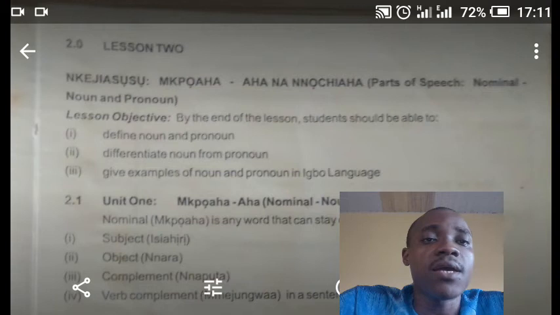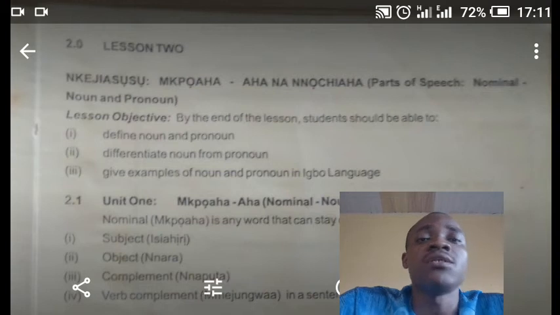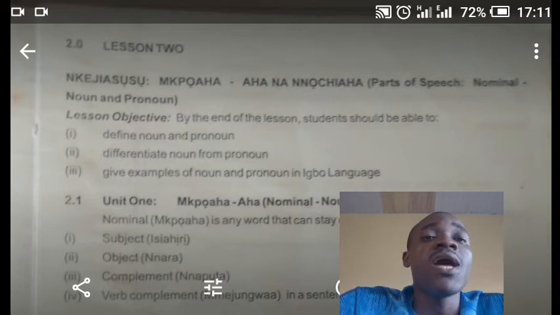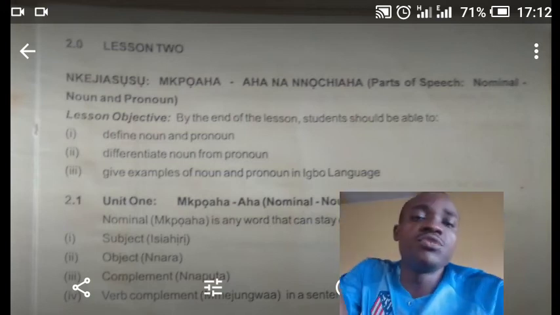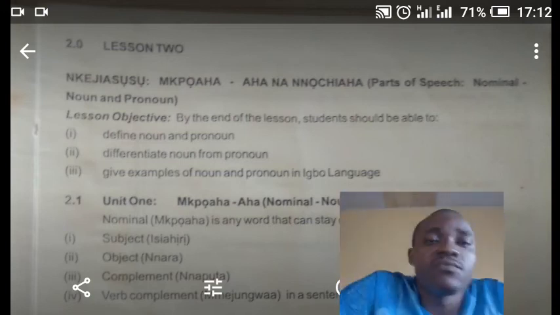Now, mpo aha and nnochi aha. Mpo aha means what? Nominal. Aha means what? Noun. And nnochi aha means pronoun. Mpo aha means nominal. Aha means noun. Nnochi aha means pronoun. So get that into your brain.